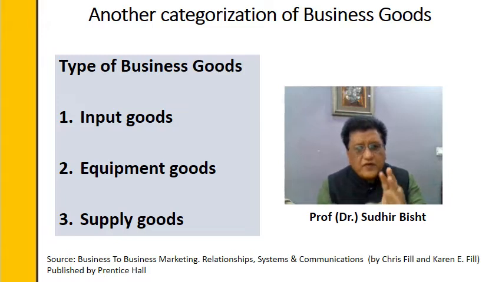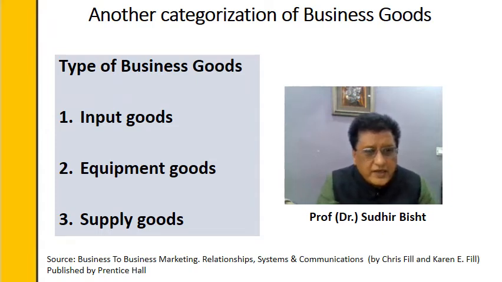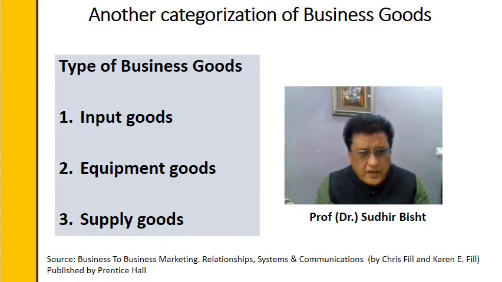This categorization of business goods as input goods, equipment goods and supply goods is okay, and the previous one, where it was entering goods, foundation goods, and the third was the facilitating goods, that was also okay. So you can accept either of the explanations. I found the first one slightly better, but it's your choice. Students can use any of the authors. Both are right in their own way.